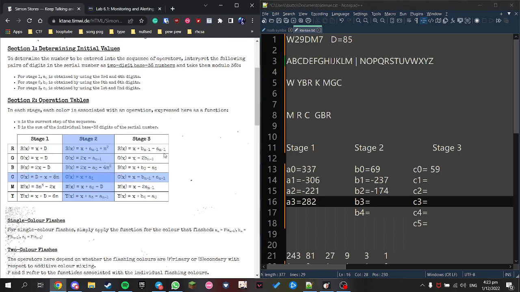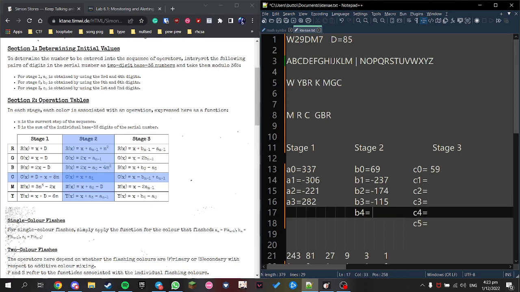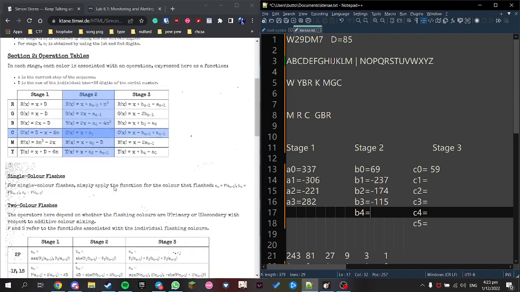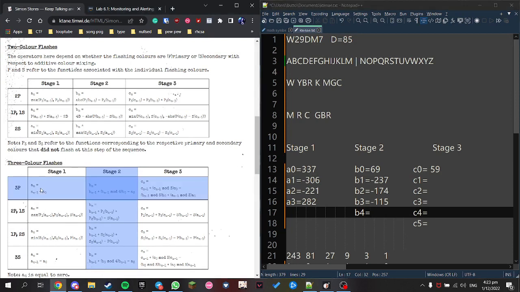Cyan is negative 174 plus A1, which is negative 306. Holy crap, we got a lot of negative numbers going in here. Negative 115. Okay, so now this is where the fun begins. Not for me. So we have green, blue, red. So RGB. That is literally 3 primary colors.